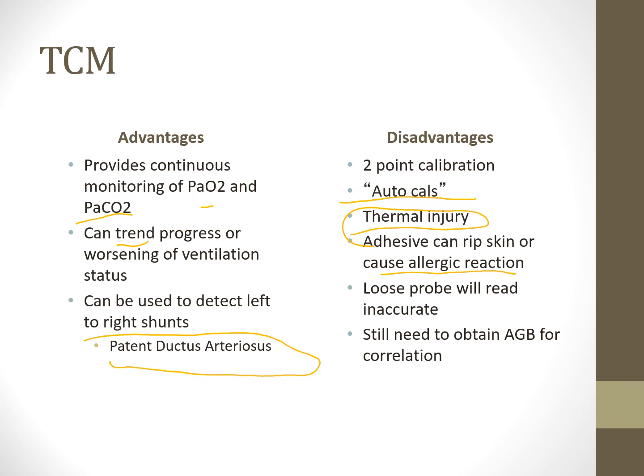Loose probe will read inaccurate, right? That's why I said the first thing you do if the number looks weird, look at your patient, right? You should always do that as your first step. Don't look at a machine. If a value looks weird, look at your patient first and then work your way to whatever machine you want to, okay? And that's why you're going to make sure, hey, oh, it's just coming off their skin a little bit there. So this should say ABG, not AGB.